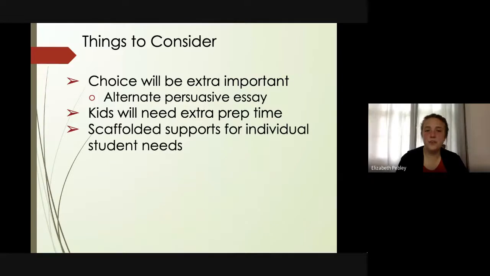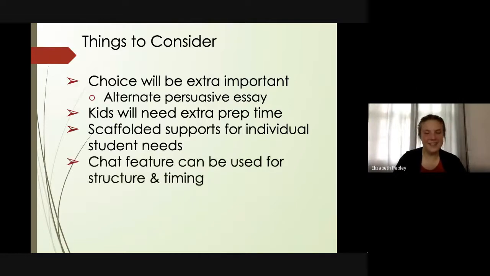Also, extra scaffold supports for individual student needs. Of course, this is something we always do in general, but we all know our kids. So knowing that this kid struggles with this reading, I can give them an altered text so that it's easier for them to understand. There's one kid I know I need to do that for. Or making sure that students who may not have access to that technology have an alternate thing that they can do, so they don't miss out on the opportunity or miss out on any points. Probably more important online for these things than it is in person.